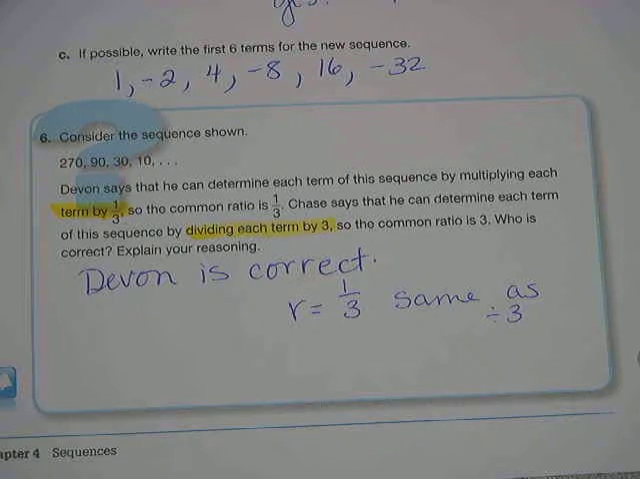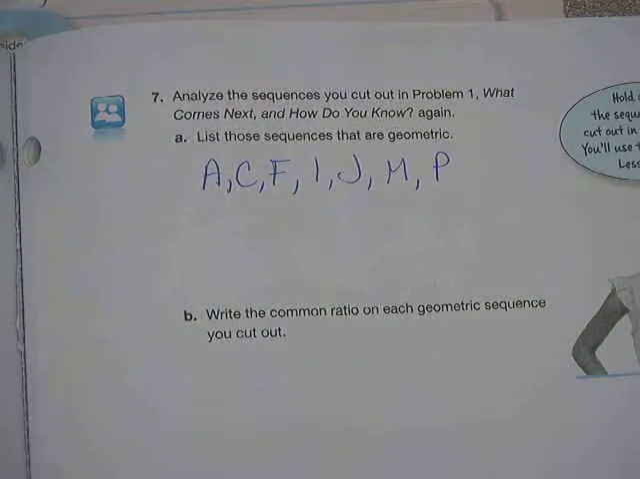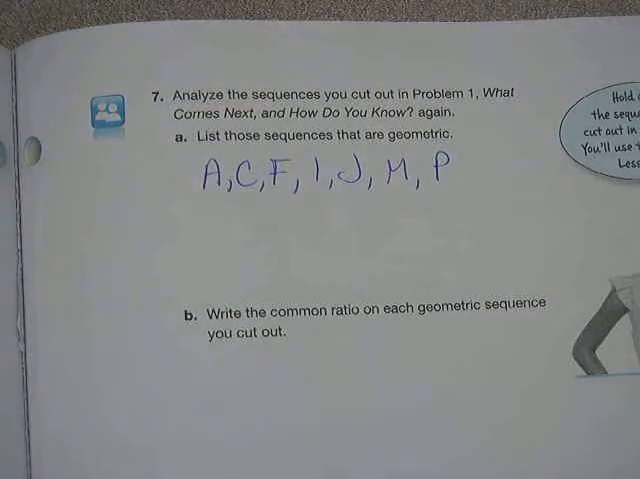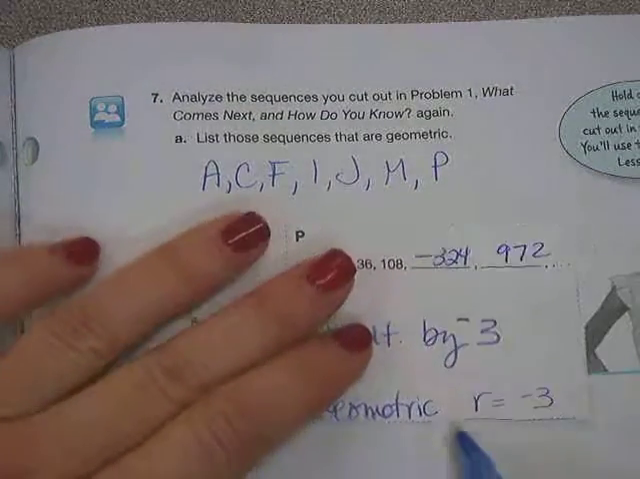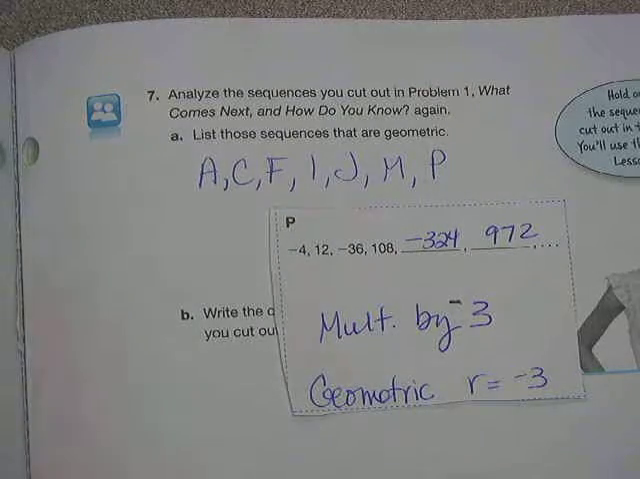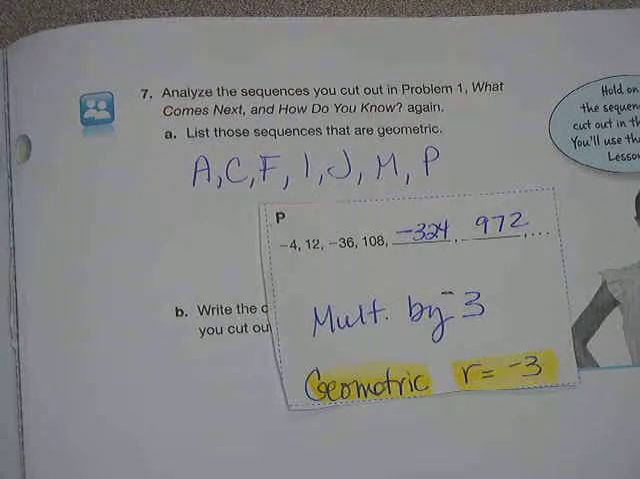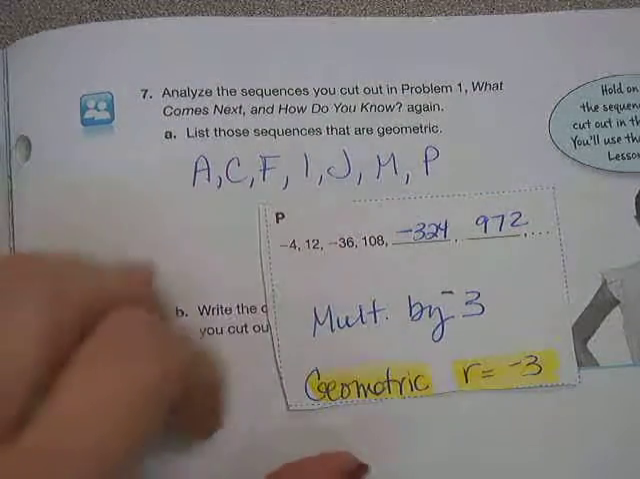Okay? So now what I'd like you to do is to pull out the cards that were a geometric sequence, A, C, F, I, J, M, and P. And on those cards, I would like you to go through and write on each card that they are geometric and what the common ratios are. So please pause the video to get those done. And when you're finished, you can start the video again.